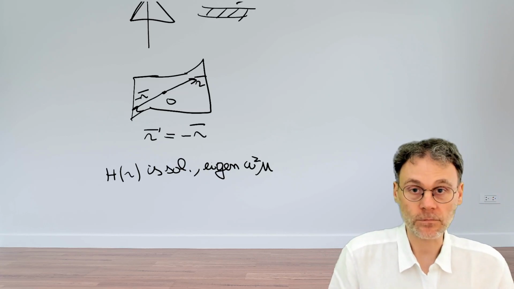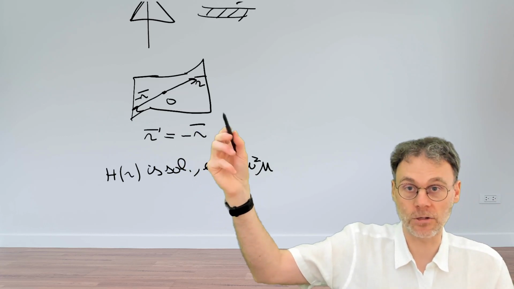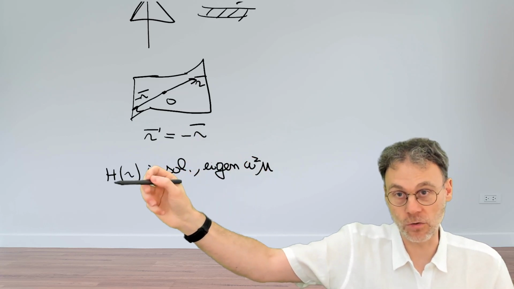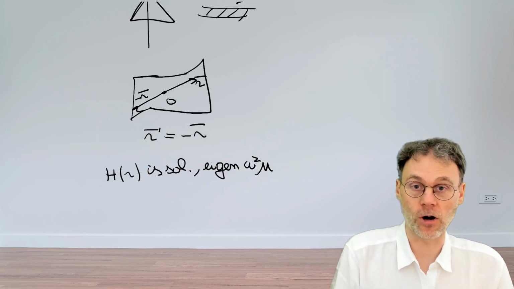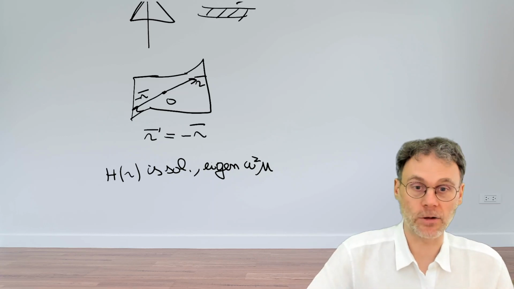Okay. What is then the consequence of the fact that the system is invariant under this coordinate transformation related to that solution H of r that we already have? Pause the video and think about this.